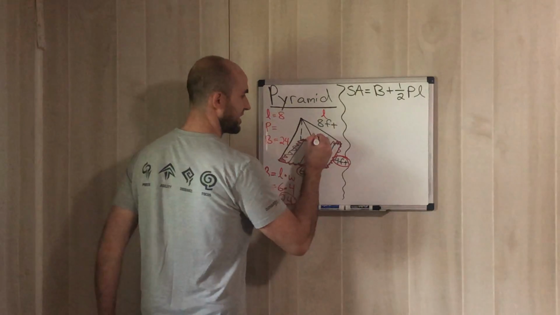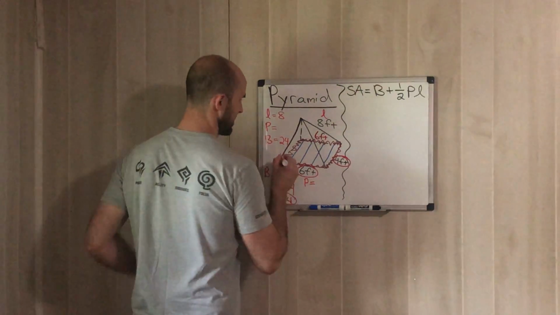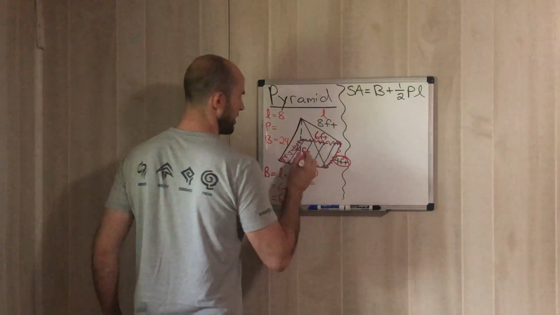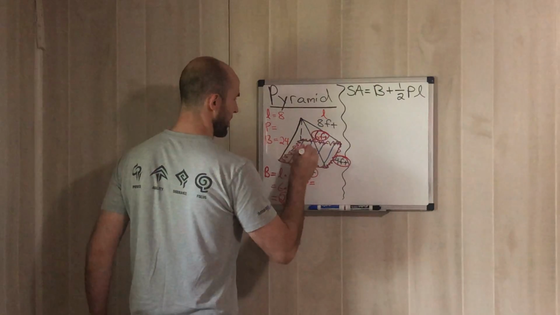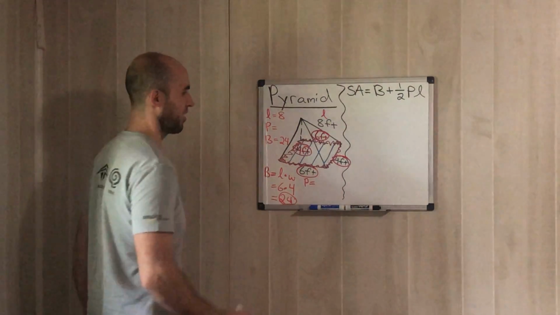So if the front is 6, we know that the back is also 6 feet, right? If the right side is 4, we know that this left side here is 4 feet too, right? So we have that 6 there, we have this 4 here. So left and right are 4, top and bottom are 6.